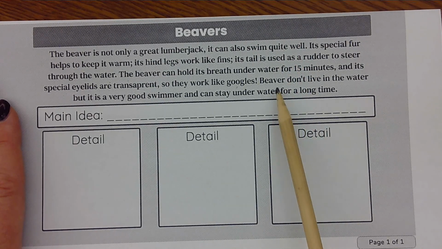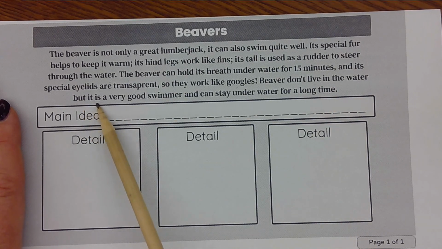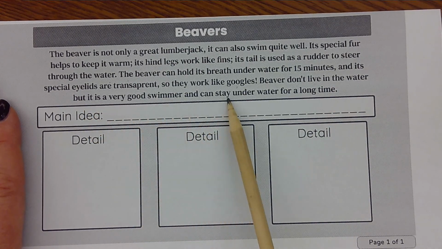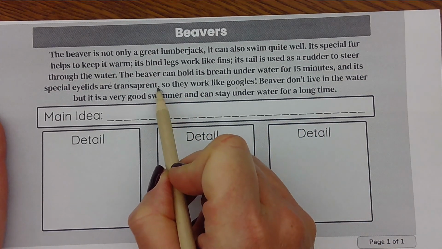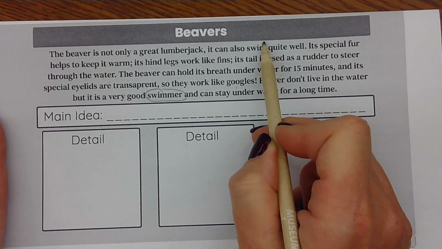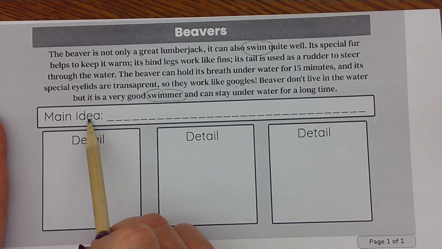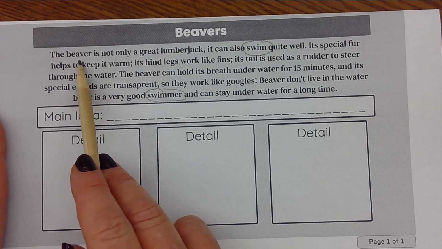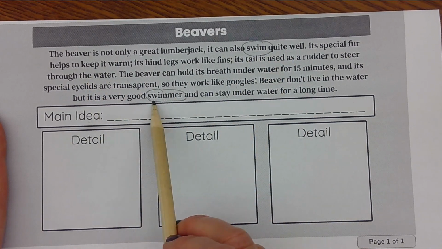Okay, let's read the last one. Beavers don't live in the water, but it is a very good swimmer and can stay underwater for a long time. Wow, I hear something in common. I hear swimming and water. I hear swimming here. It's a good swimmer. We talk about swimming a lot. So I think this passage is mostly about the main idea about how beavers can swim quite well, or how beavers are very good swimmers.